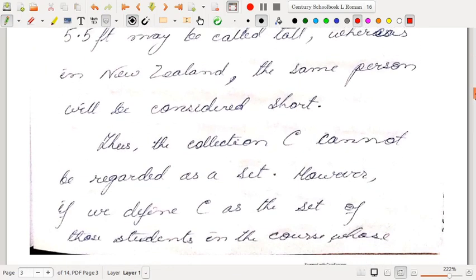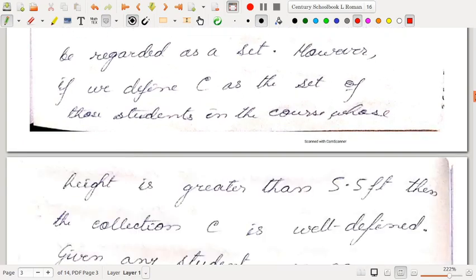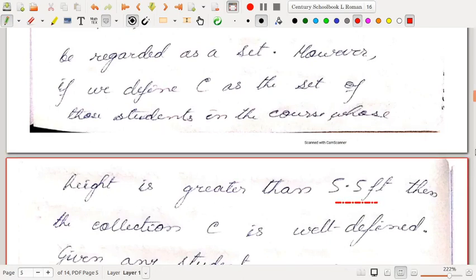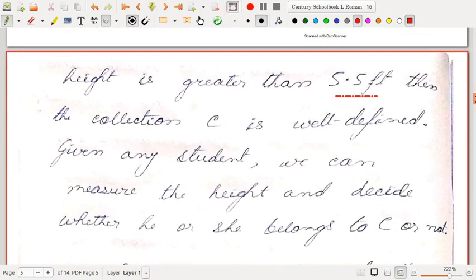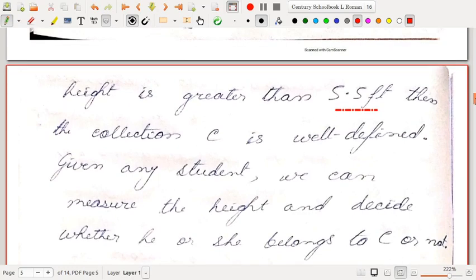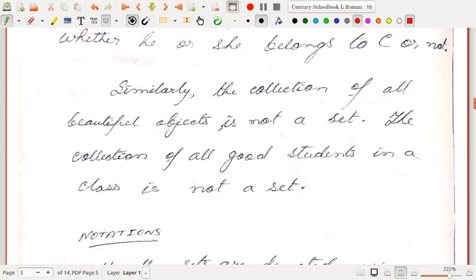So thus the collection C cannot be regarded as a set. We do not know which elements will belong to that collection. However, if we define C as the set of those students in the course whose height is greater than 5.5 feet, then the collection C is well defined. Given any student, we can just measure the height and decide whether he or she belongs to the set C or not. So in that case, C will be a set.